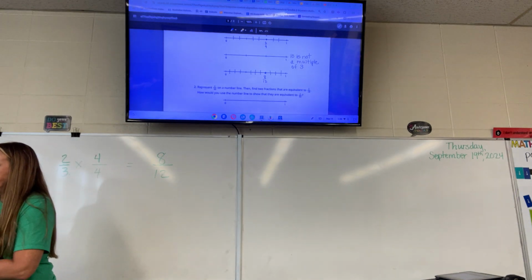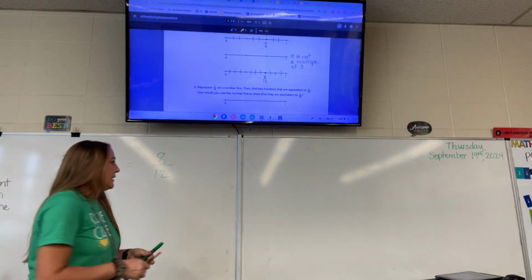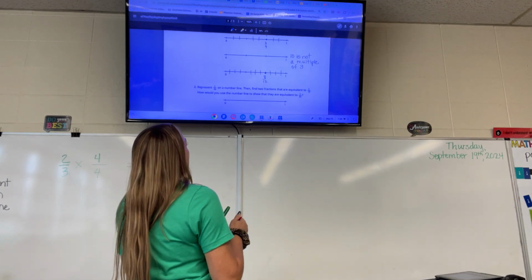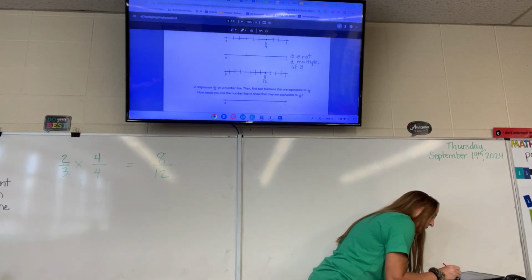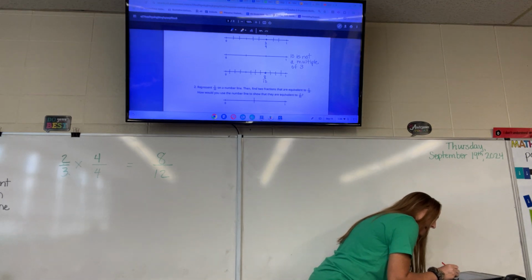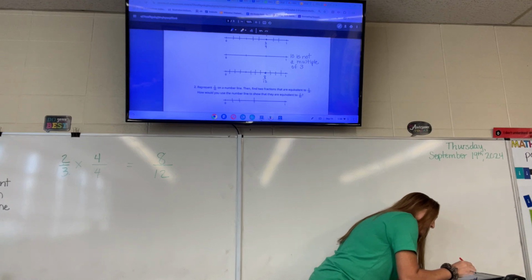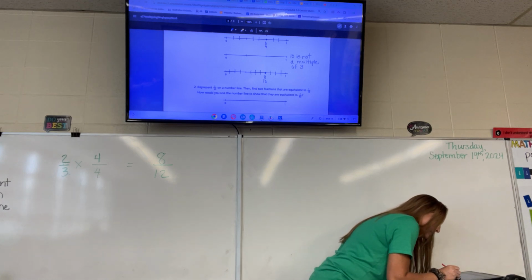Last question. Represent 1/10 on a number line. That's the first direction. So I'm going to split it in half and then add 4 more lines to each side. Split it in half.